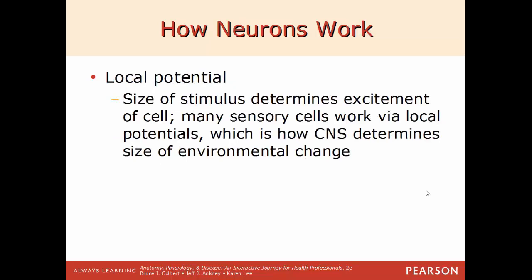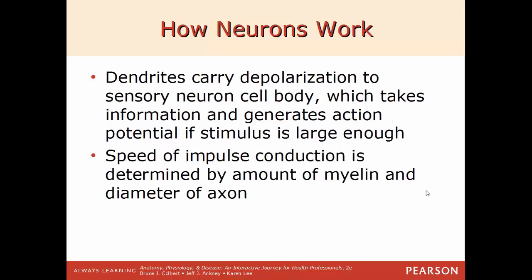Then there's something called local potential. This is where the size of the stimulus will determine the excitement of the cell. So many sensory cells work via local potentials, which is how your brain and spinal cord will determine the size of an environmental change. So the more cells that are stimulated, the more response you'll get. Now the dendrites will carry depolarization to the sensory neuron cell body, which will take the information and generate an action potential if the stimulus is large enough.